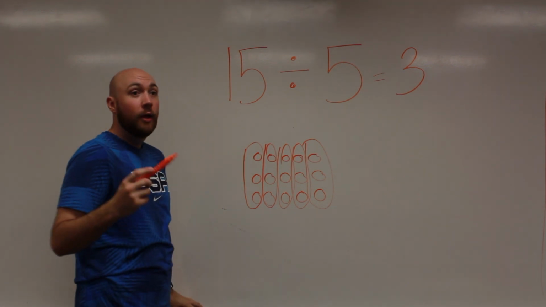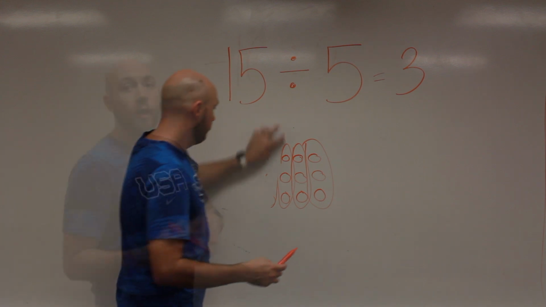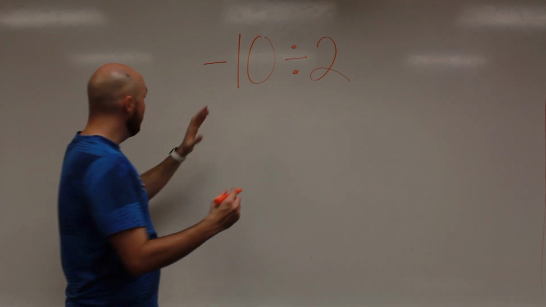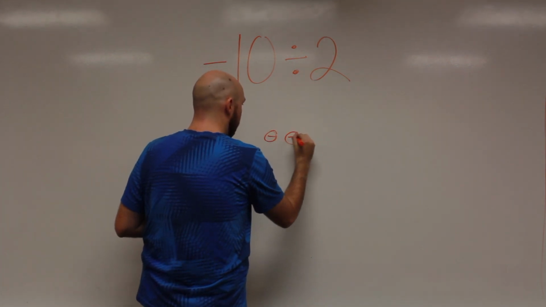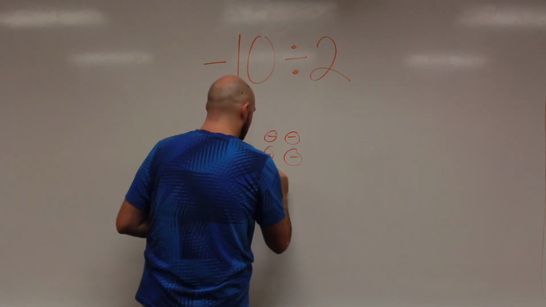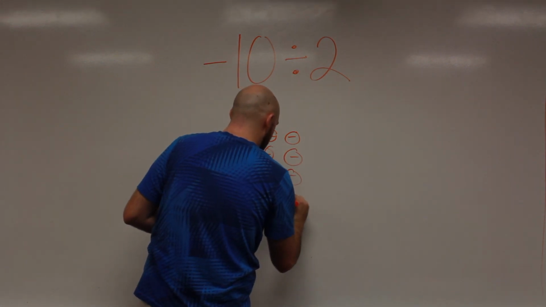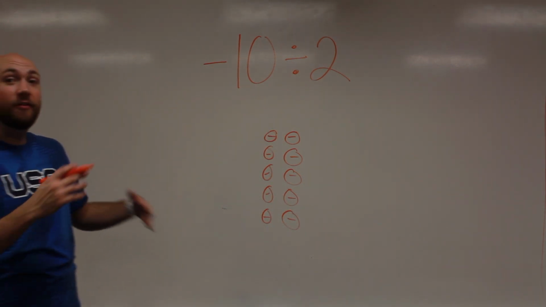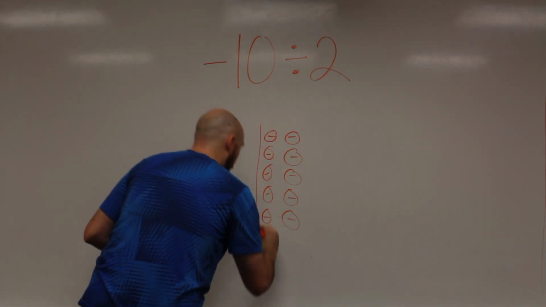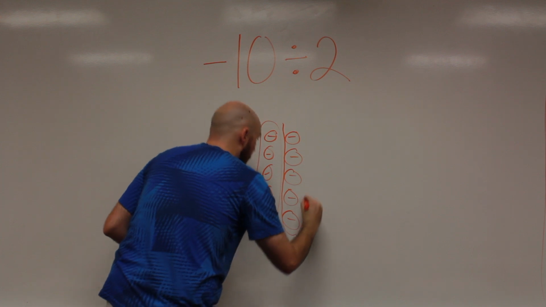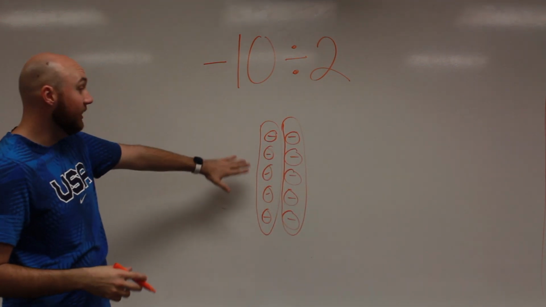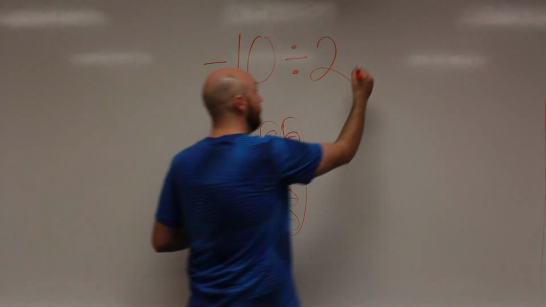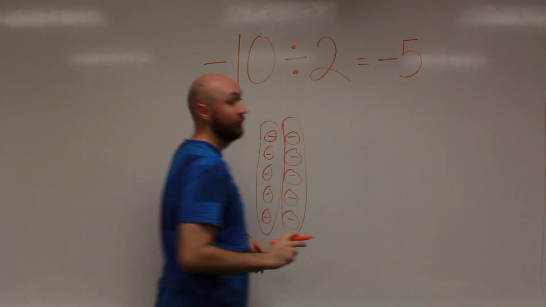So now let's get into how we do this with negative numbers. All right. So here's our new problem. We got -10 divided by 2. So I'm going to start off by drawing my -10. We got 1, 2, 3, 4, 5, 6, 7, 8, 9, 10. We got 10 negatives. We need to split it in 2 equal groups. Right? We got 1 here and 1 here. What is in each group? 1, 2, 3, 4, 5 negatives are in each group. So our answer would be -5 for this one.